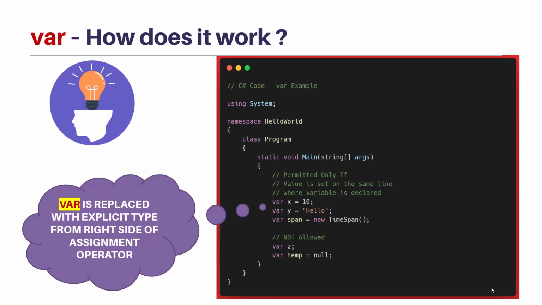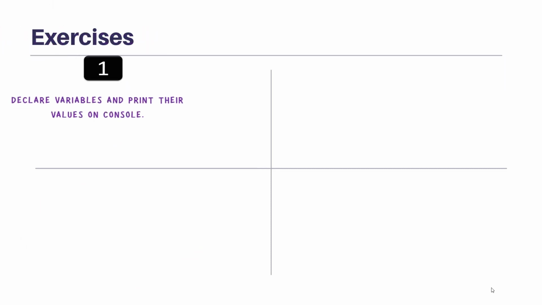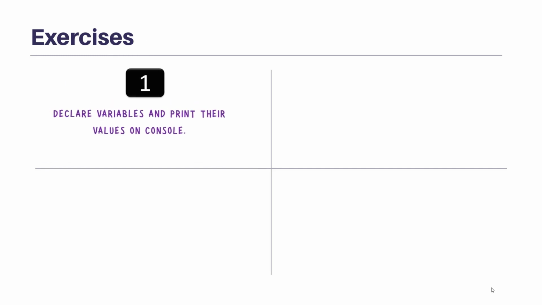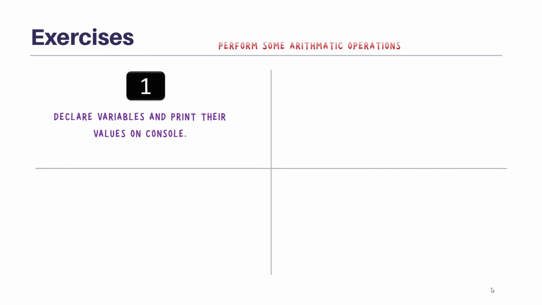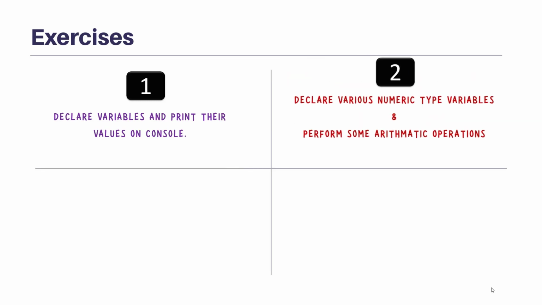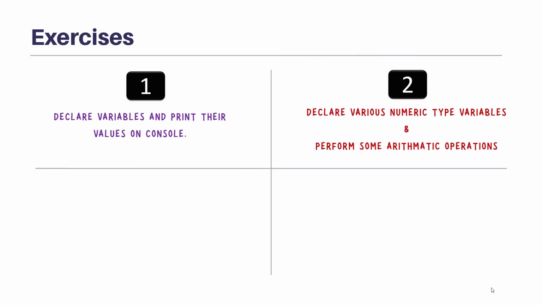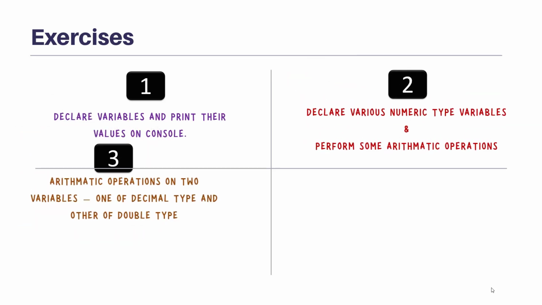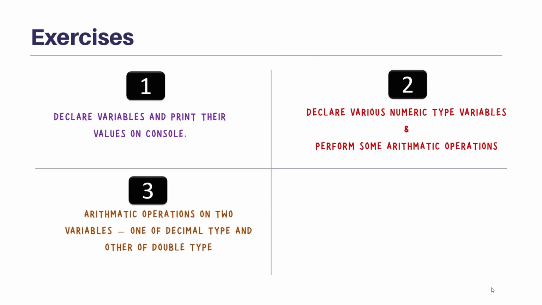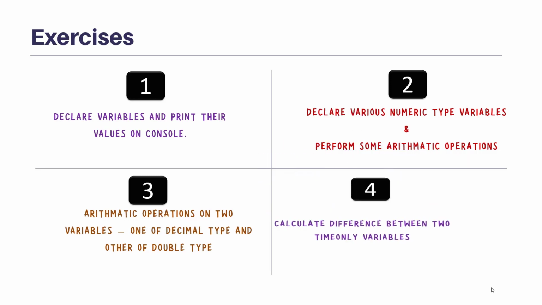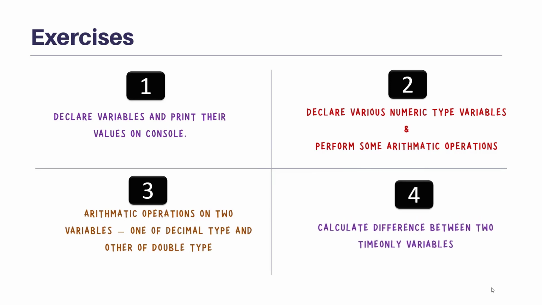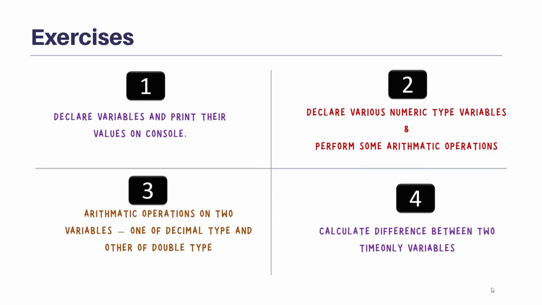We have covered many concepts now, and I think you should have a good understanding of the basics. Below are some exercises that you can try. Exercise 1, declare a few variables and then try to print their values. Exercise 2, declare various numeric type variables and try to perform some arithmetic operations. Exercise 3, declare a variable of decimal type and another variable of double type and then try to perform some arithmetic operations. This might be a little tricky. Exercise 4, perform subtraction on two TimeOnly variables and print the result. Try these exercises and let me know how it goes.